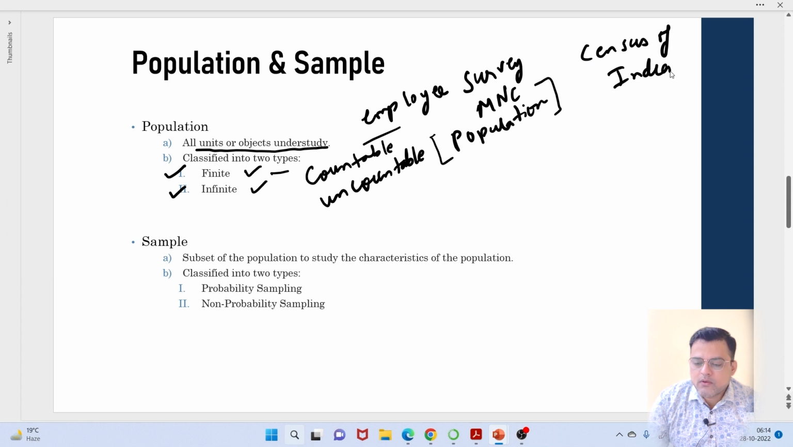So census of India is actually carried every 10 years, and it is an example of a finite population where the population of the whole country will be determined. Now at times it is not possible to collect each and every item of the population, so we go with a sample. So what is a sample? A sample is a subset of the population to study the characteristics of the population.